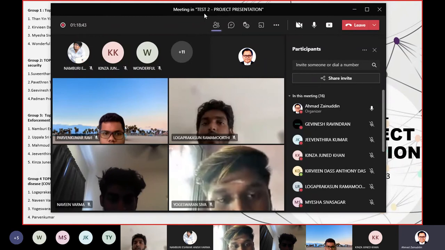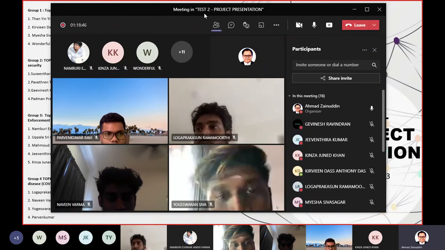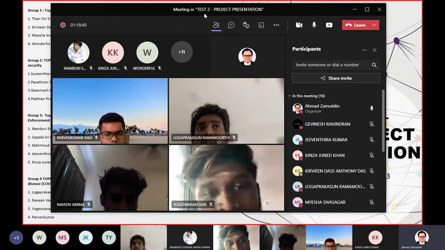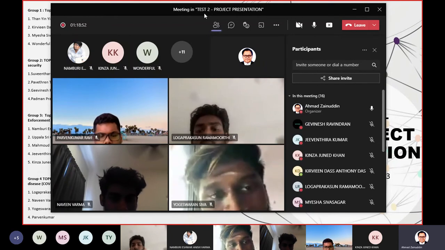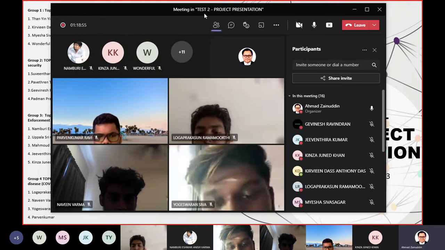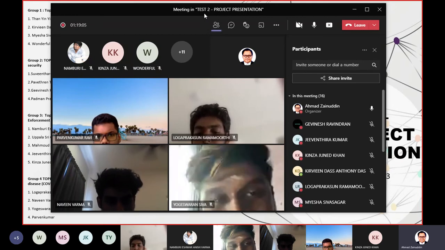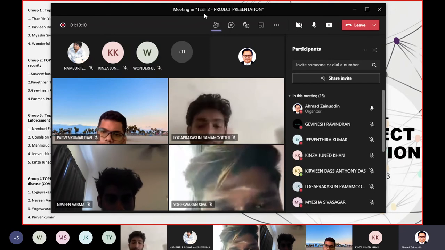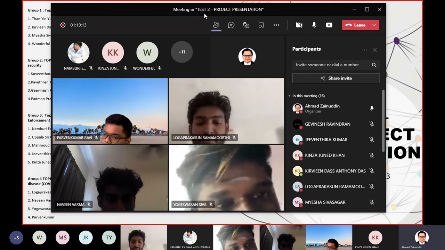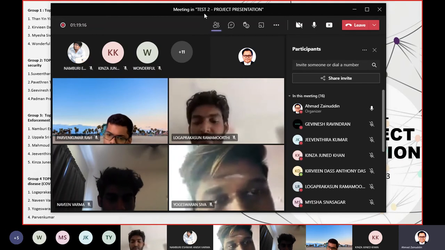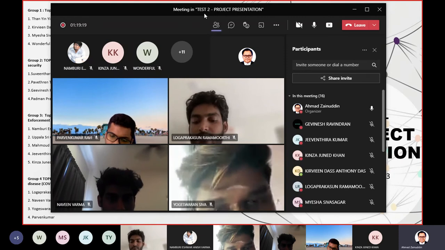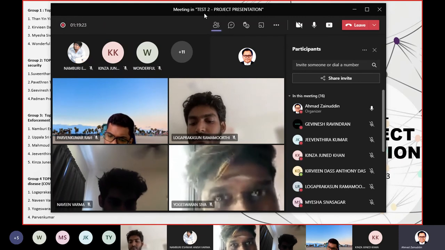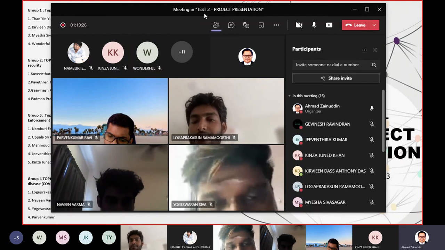All right, based on your project, I saw the word wearable sensor. So basically, what is the wearable sensor? How can the wearable sensor be integrated with other components for combating COVID-19? I repeat again, what is the wearable sensor and how can this sensor be integrated with other components for combating COVID-19? Maybe I want to ask Logaprakasun.